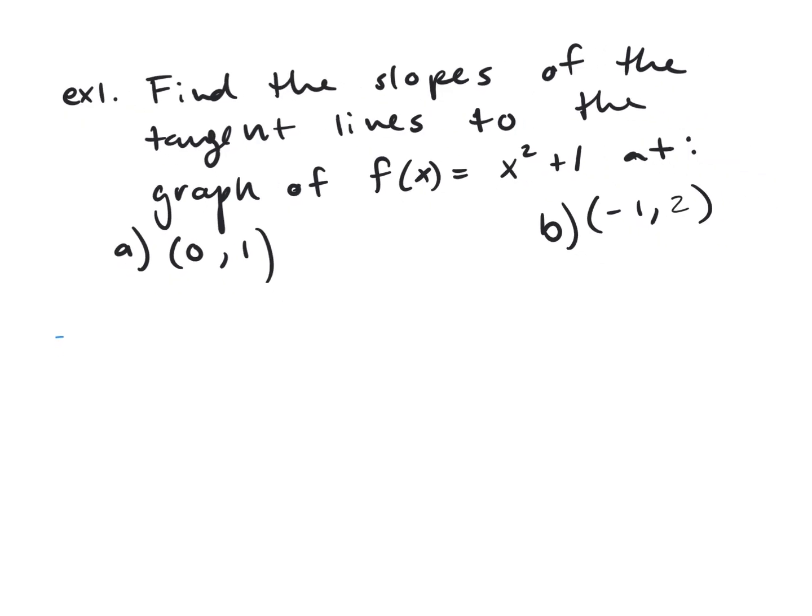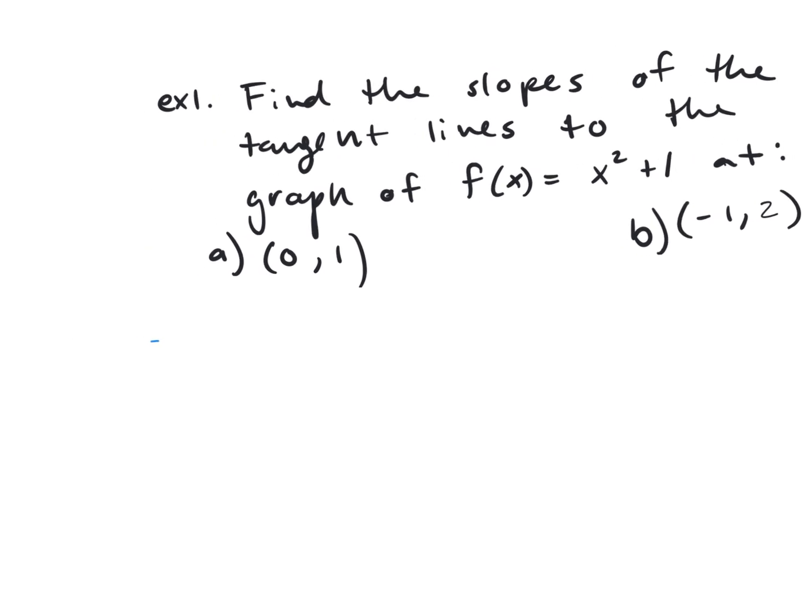So find the slopes of the tangent lines to the graph of f of x equals x squared plus 1 at 0, 1 and -1, 2. So we're going to use our limit to help us find the slope. So the limit as dx approaches 0. Here, since we have a value, it's asking for the slope. We're going to use the formula with c's. So instead of x's, we're just going to use c's. So f of c plus dx minus f of c over dx.